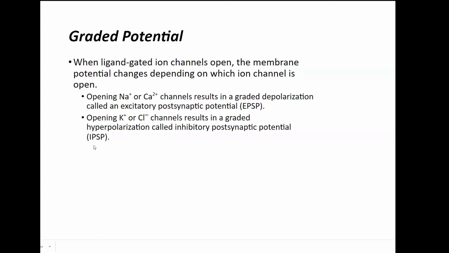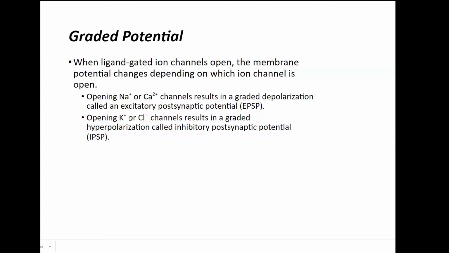Our IPSP, which is an inhibitory postsynaptic potential. Remember, hyperpolarization, if we bring our membrane potential down lower, makes it hard for us to get to threshold, right? We need to get to -55. We need to have a little bit of depolarization to hit that depolarizing threshold in order to fire off an action potential. So if we hyperpolarize, if we bring this membrane potential down, it inhibits or stops the firing of action potentials. So this is our inhibitory postsynaptic potential.